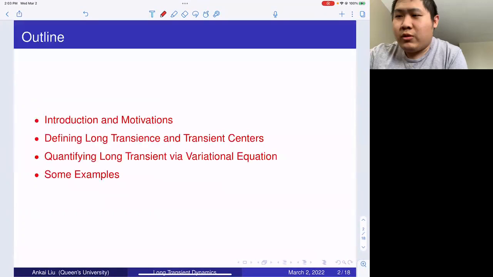So let's begin. The presentation will be divided into basically four parts. The first one is introduction and motivation, where I'll introduce what we mean by long transient dynamics. Secondly, we will give some precise definitions and explore some of the behavior of long transient dynamics. Thirdly, I will try to give a way to quantify long transient dynamics. And lastly, I will present some examples.